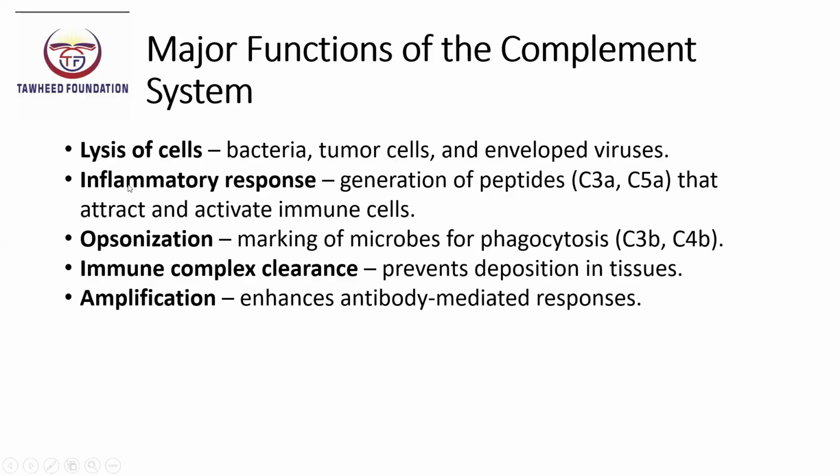Second, complement generates inflammatory mediators, notably C3a and C5a, which act as chemical attractants called anaphylatoxins that bring immune cells like neutrophils and macrophages to the site of infection. Third, complement components like C3b and C4b act as opsonins. These molecules coat the surface of pathogens, making them much easier for phagocytic cells to recognize and engulf.